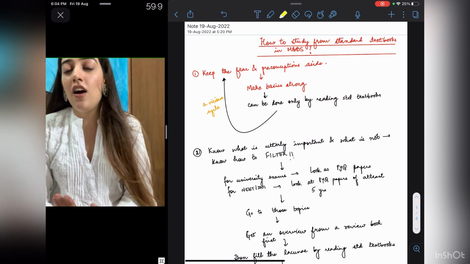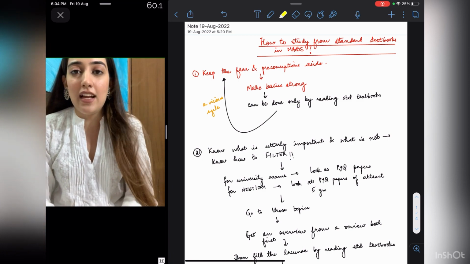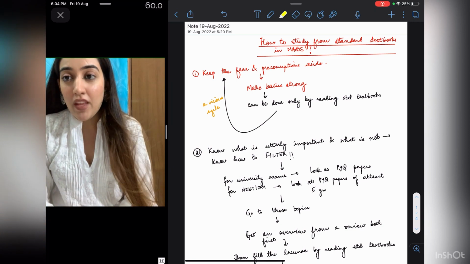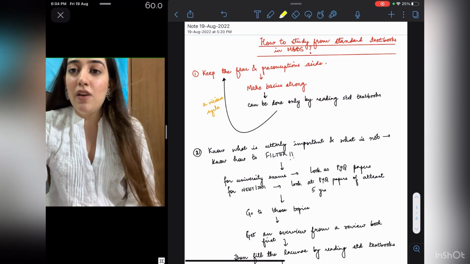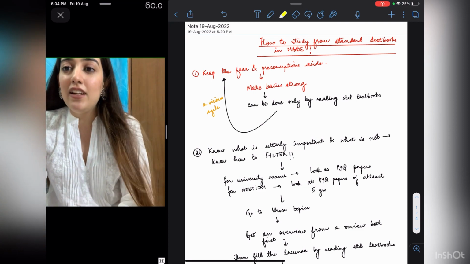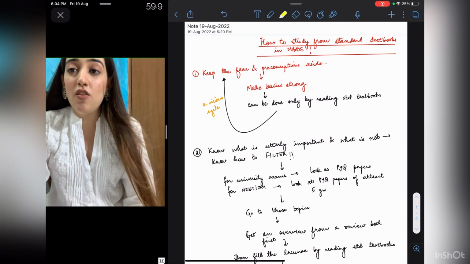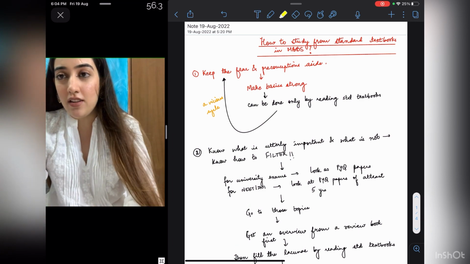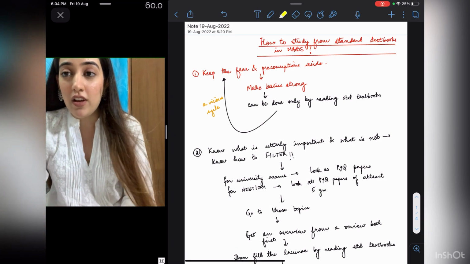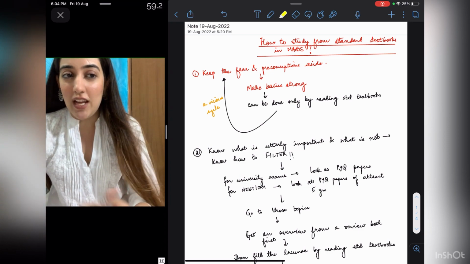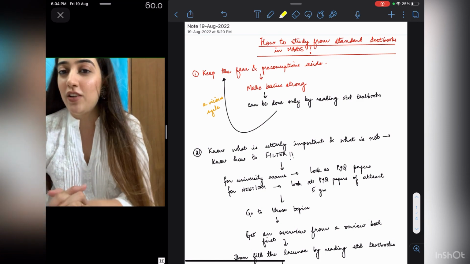Most of us find difficulty in studying standard textbooks because we think that the language is very difficult or complex. But there are ways by which you can break that down step by step and come to the basic concept. In order to study from standard textbooks, your basics should be very strong, and to make the basics strong you need to study standard textbooks. So that is like a vicious cycle, you cannot escape it.